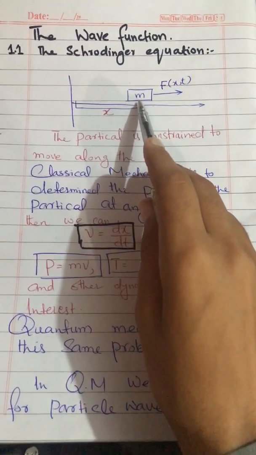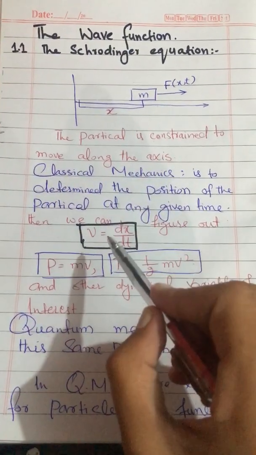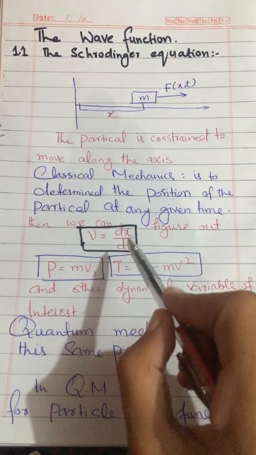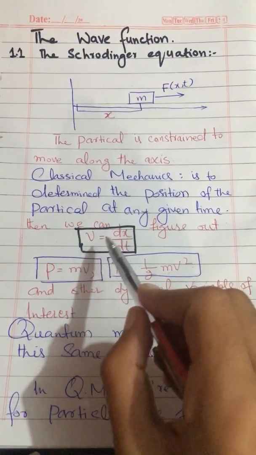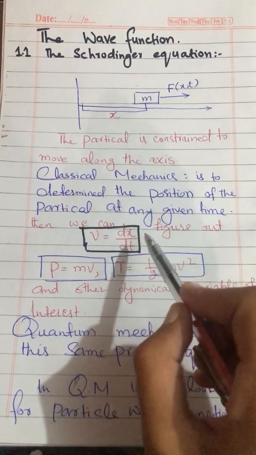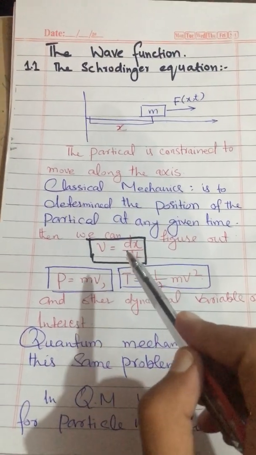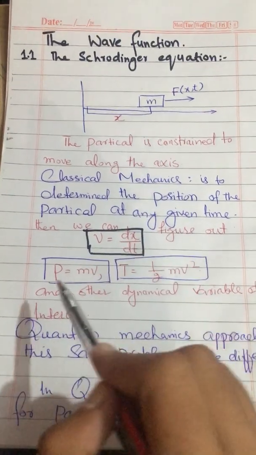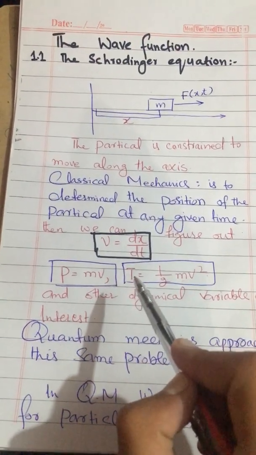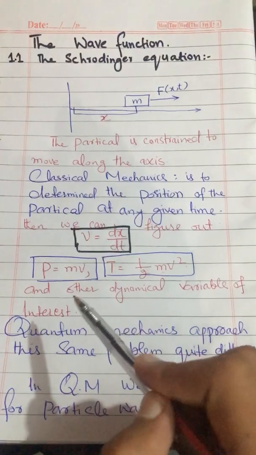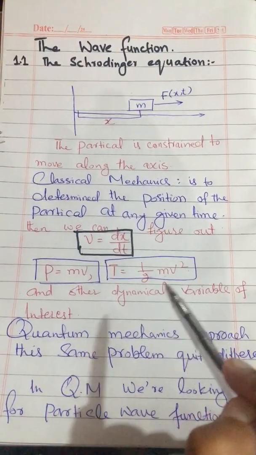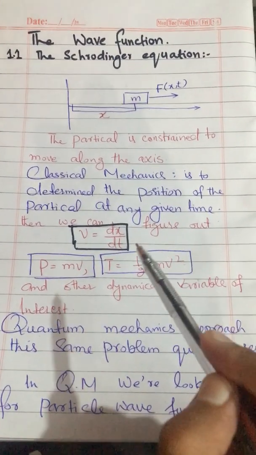If we can find the position of this particle, we can also find the velocity of this particle, because velocity is equal to dx by dt, change in position divided by change in time. Now, if we can find the velocity, we can also find the momentum, the kinetic energy, and other dynamical variables of interest.